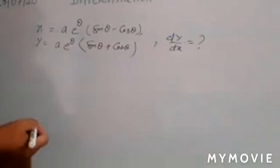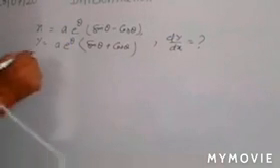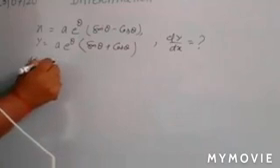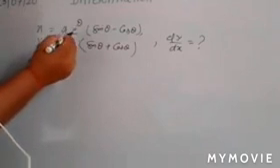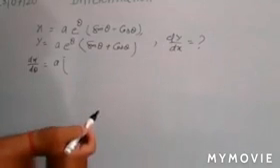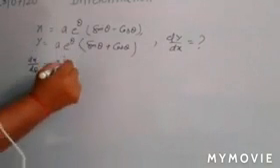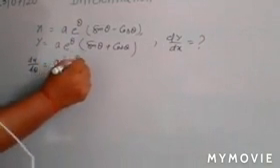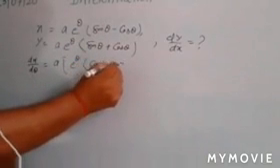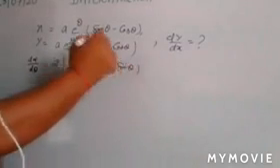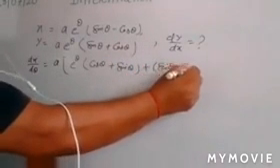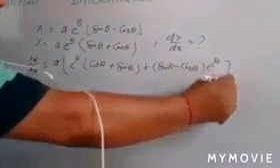Here you differentiate with respect to theta. So check it. dx by d theta is equal to a, and in between e to the power theta and sine theta minus cos theta, here you apply the product rule. First function into differentiation of second, so you have cos theta plus sine theta, and plus second function sine theta minus cos theta into e to the power theta.